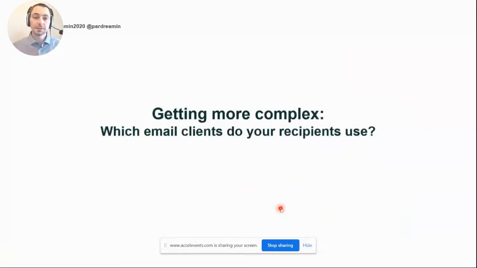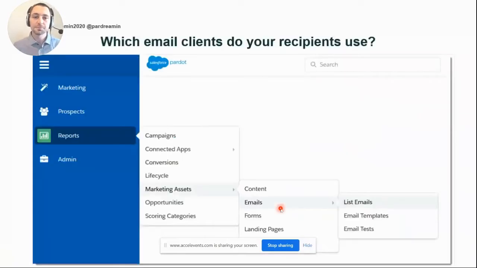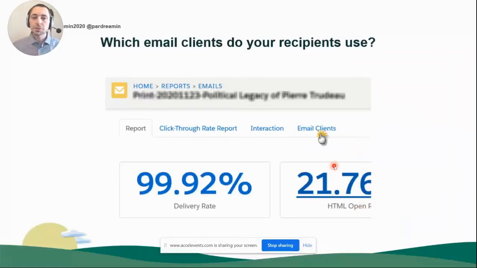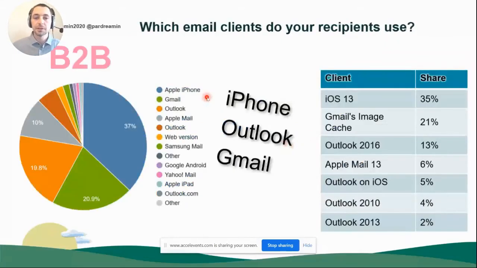Now we're going to get to more complex tips, for which we need to know what email clients your recipients use. How do you find out that information in Pardot? You go to Reports, Marketing Assets, Emails, and List Emails. Choose a list email that went to a wide variety of people and that is representative of your database. Once there, here's the regular report information, but there's also the Email Clients tab here. Click on that. This will show you the breakdown of email clients.